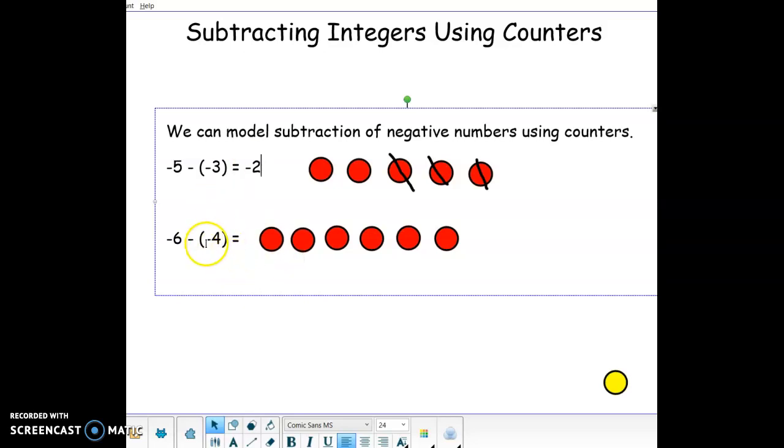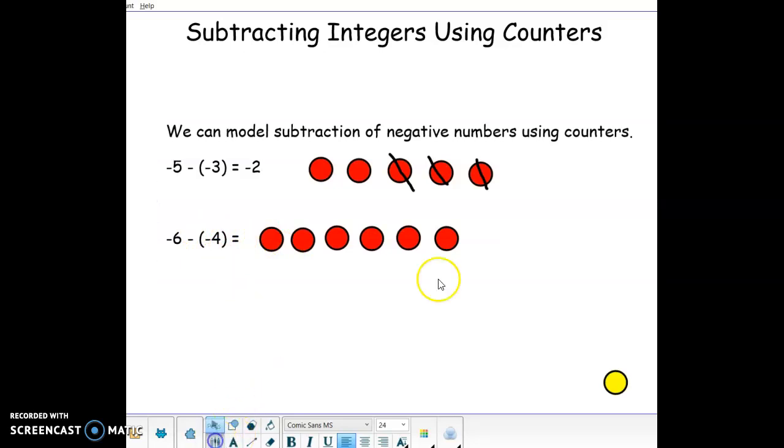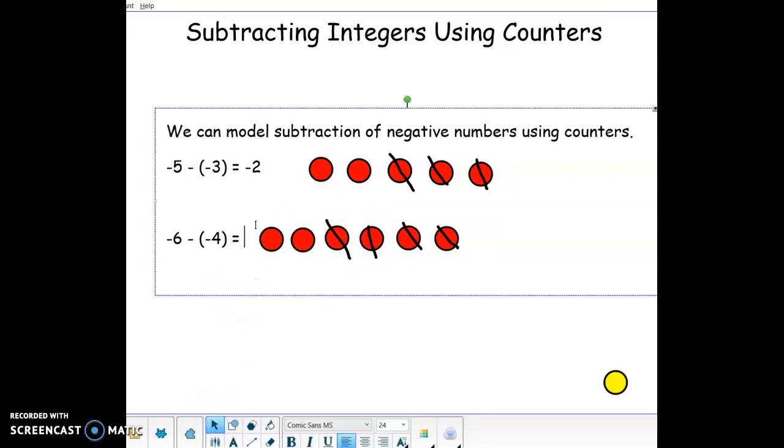It works the same for this bottom one. If I have negative 6 and I'm subtracting negative 4, I'm going to cross off 4 of my negatives: 1, 2, 3, 4. What I'm left with is 2 negatives. So we would say that negative 6 minus negative 4 equals negative 2. This is fine and dandy when you are subtracting two numbers that have the same sign. See how I have a negative and a negative? This works, just taking things away.